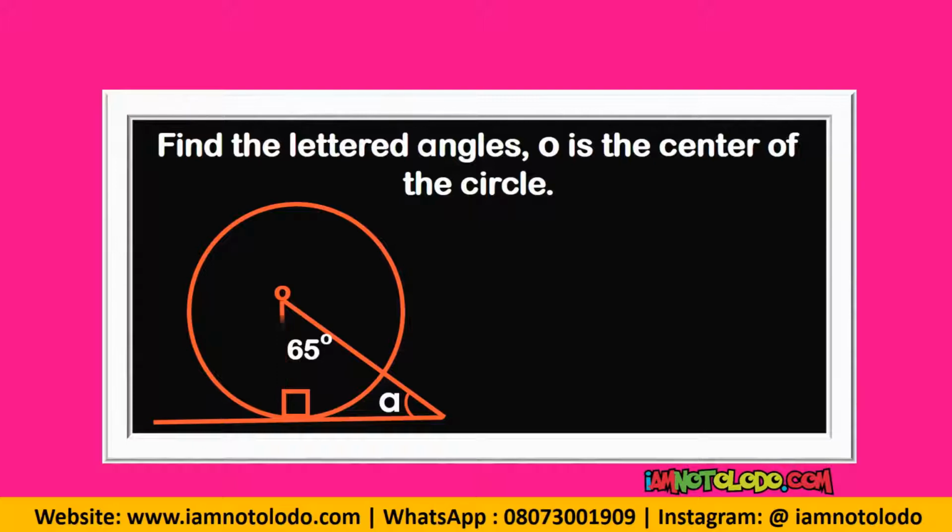This is a radius, this is a tangent, and we know that the angle here is what? Is 90 degrees. Good. And we are aware that the sum of angles in a triangle add up to what? It adds up to 180 degrees. You can see that this is a triangle, a right angle triangle.